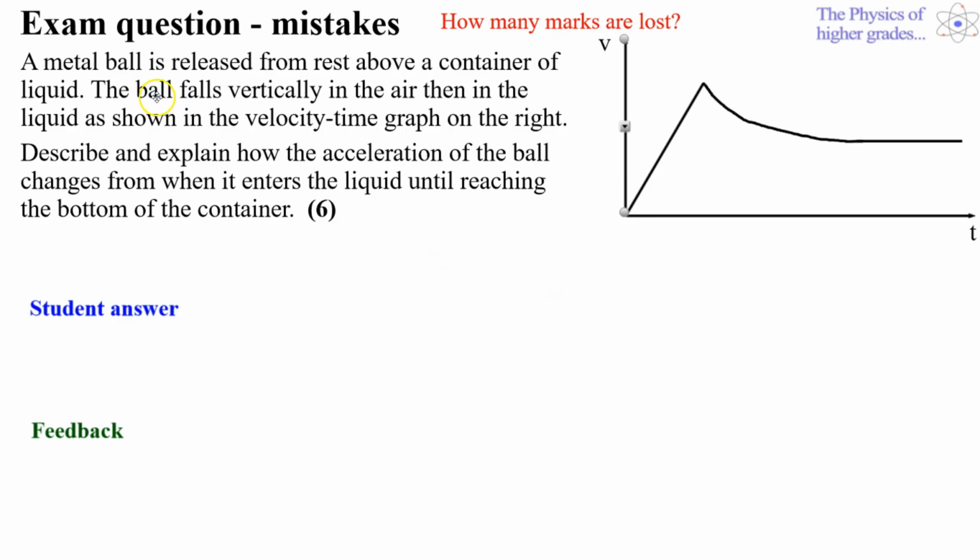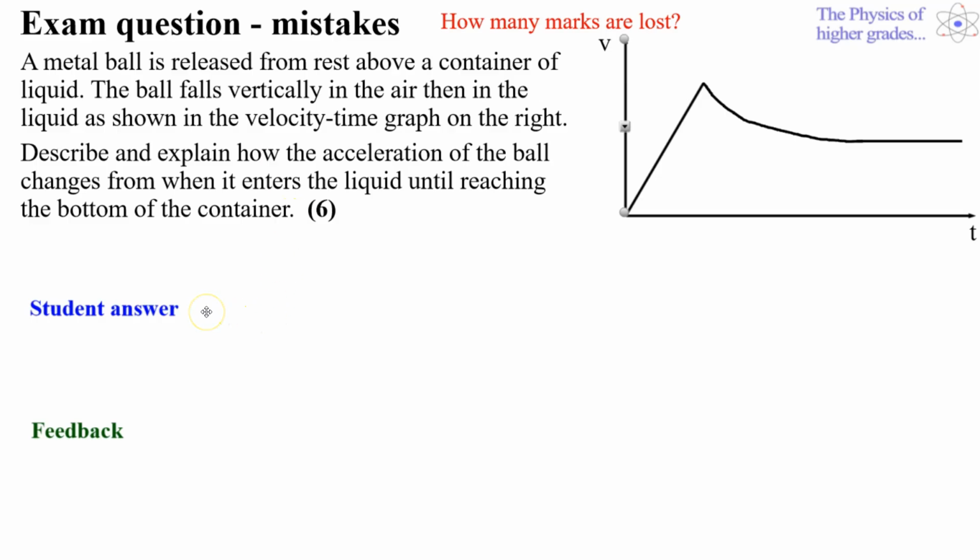We've released an object from rest above a container of liquid, it falls vertically in the air, and then in the liquid, and we have this velocity time graph as shown. Describe and explain how the acceleration changes from when it enters the liquid to reaching the bottom of the container.